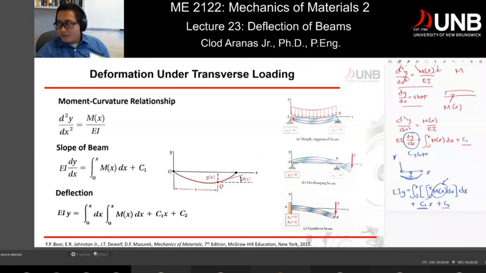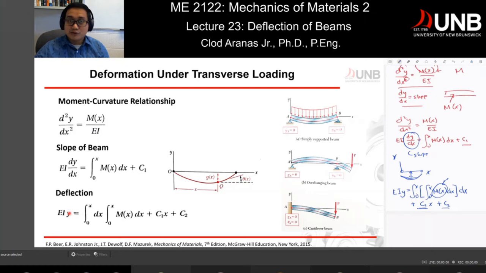So if you have a simply supported beam, like this one, you can see that at point A and point B, your y is equal to zero. And how will this boundary condition be useful to my equations right now? If my y is equal to zero, I can apply that boundary condition.